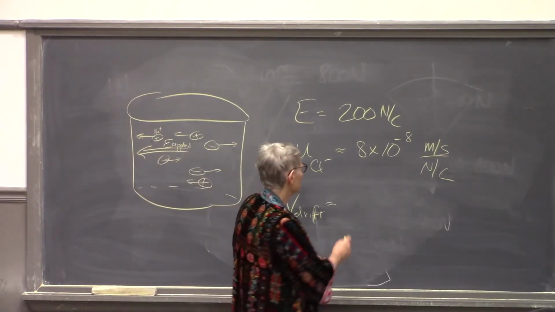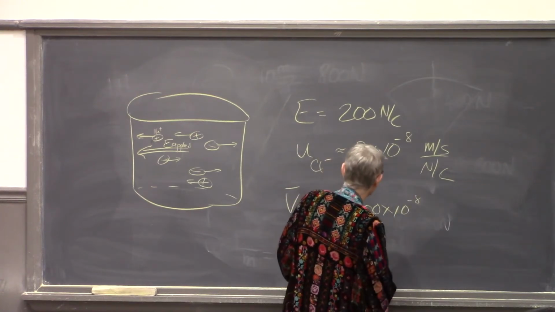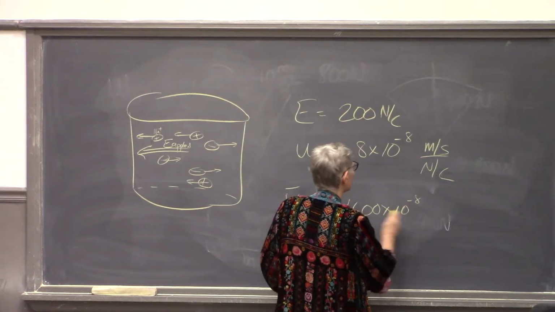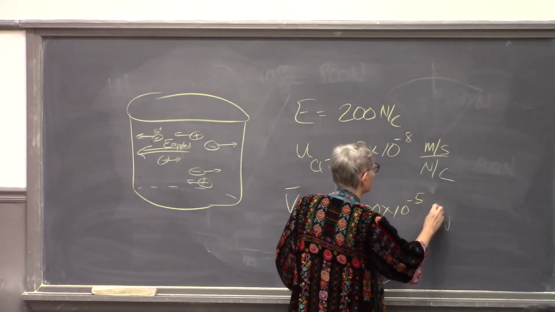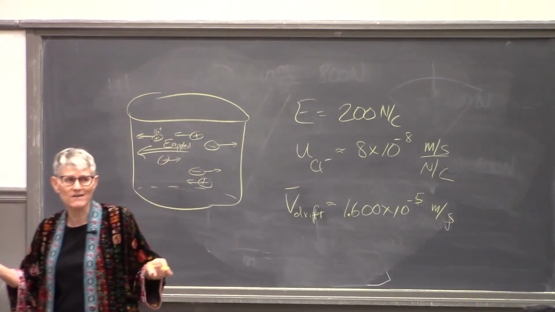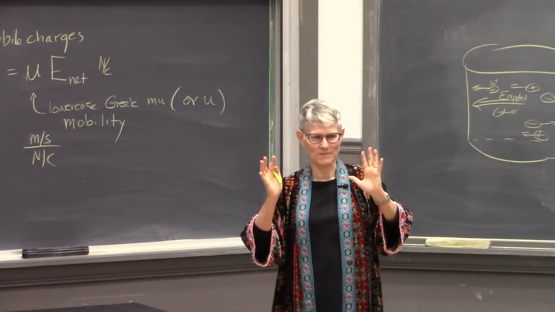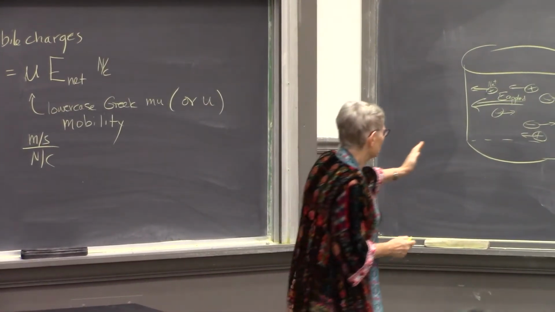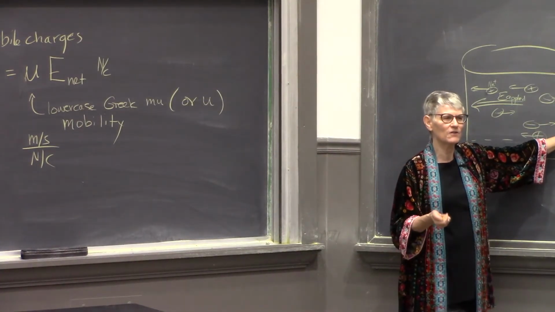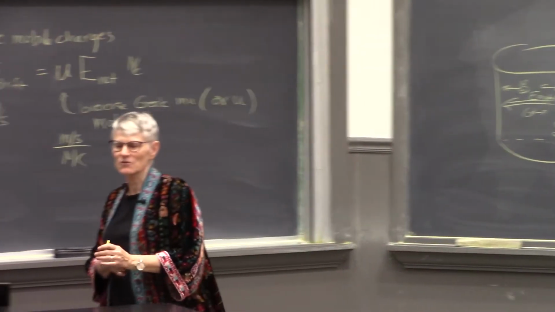Well, 8 times 2 is 16, right? So we have 1600 times 10 to the negative 8th, or we have 1.6 times 10 to the negative fifth meters per second, something like that. So not real fast. But there's a lot of ions in this solution. So the number of ions reaching this wall of the beaker could be fairly large, even though they're drifting sort of majestically through the solution at low speed.